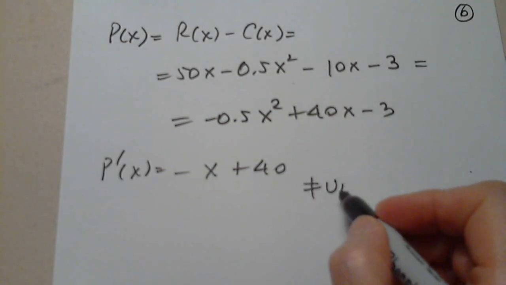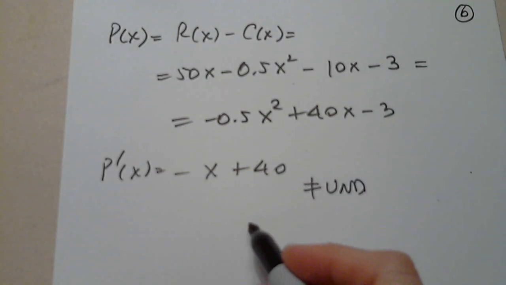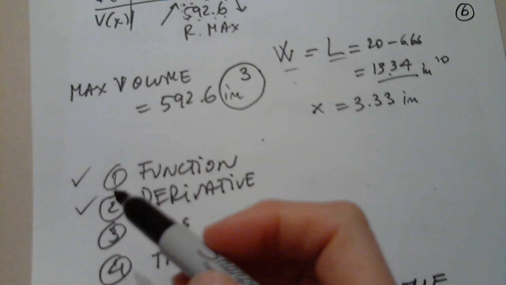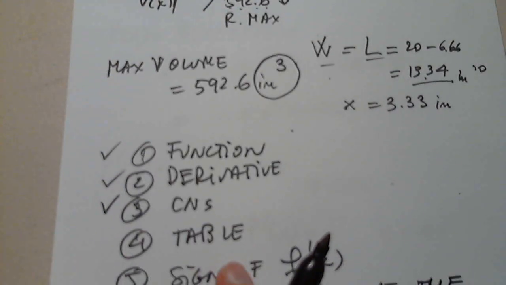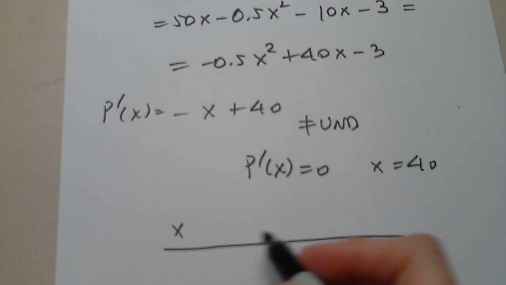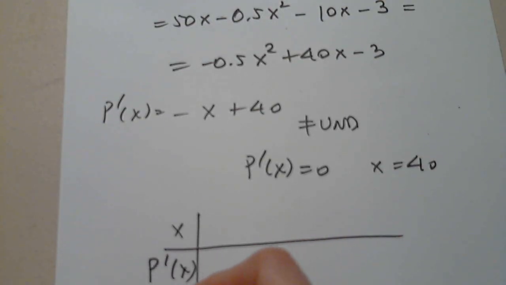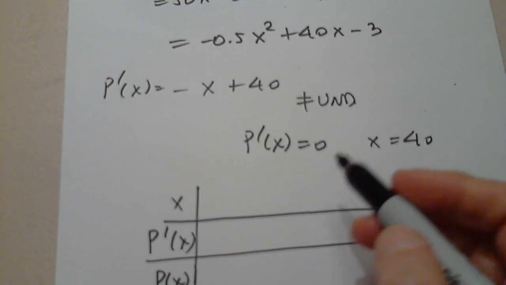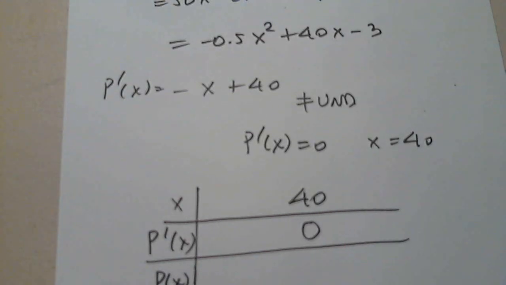This is never undefined, but p prime of x can be 0, which means x equals 40. So I found the critical number. Now I have to create the table. So here's the table. P prime, p of x. I don't need the second derivative unless you want to verify the max min with it. So here's 40, here is 0.